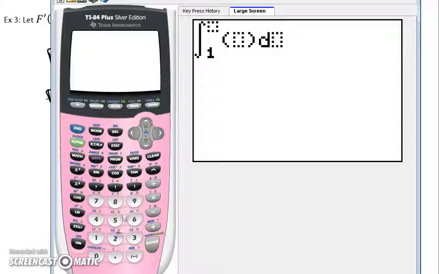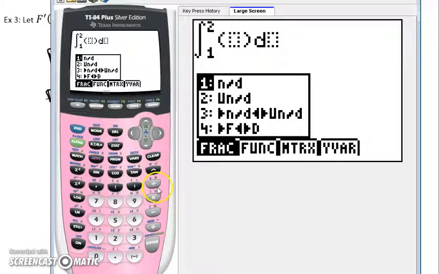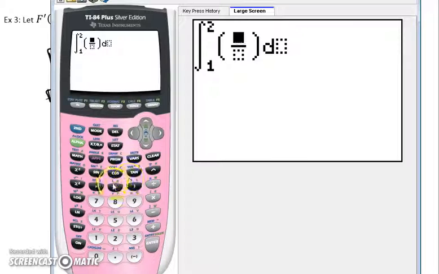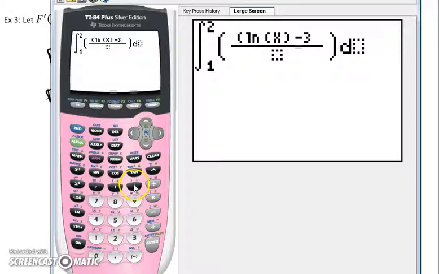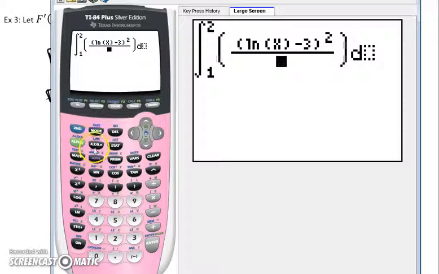So we're going from 1 to 2. If we hit alpha y equals, that first option there lets us put in a fraction, so it's really nice and easy. We don't have to worry about parentheses too much. In the top of our fraction, we had the natural log of x. Make sure you close these parentheses because the minus 3 is not part of your natural log. Close those parentheses so we can square over x, and then dx, and go ahead and hit enter.